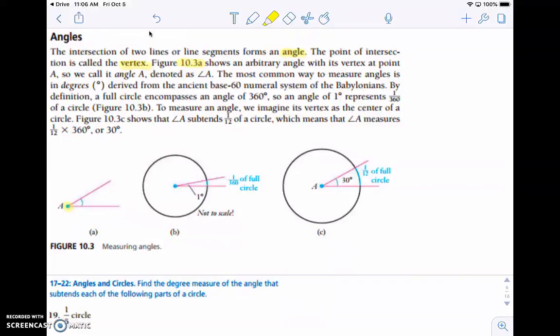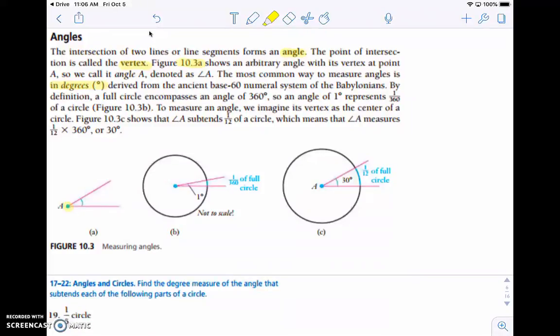The most common way to measure angles is in degrees. You can also measure in what's called radians, but degrees are derived from the ancient base 60 numeral system by the Babylonians. You'd have to do a little bit of history research on that, but Babylonian number systems are in base 60. Something that's kind of base 60 is our minutes and our seconds. That just means once you hit 59 seconds, then we don't say 60 seconds, we convert that to 1 minute, but that's what it means by base 60.